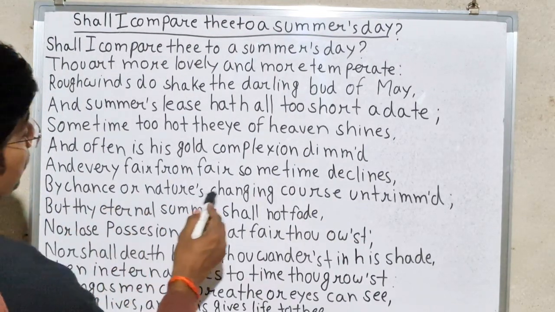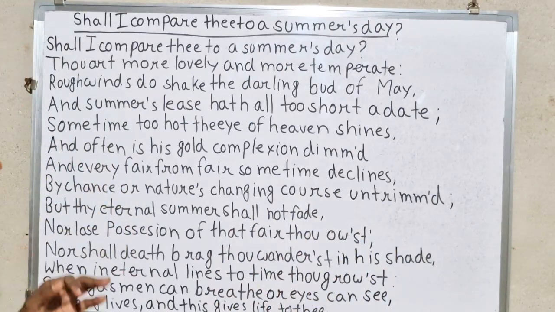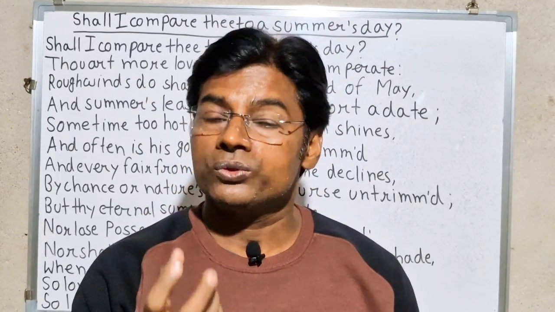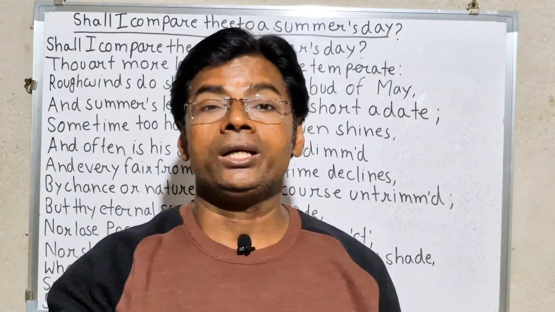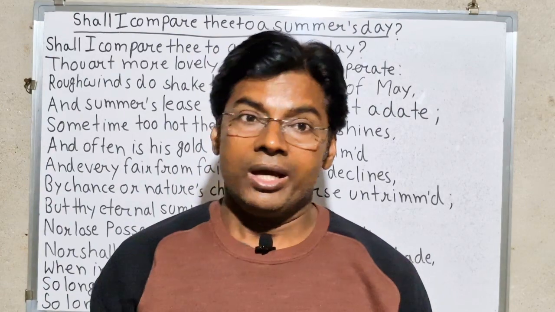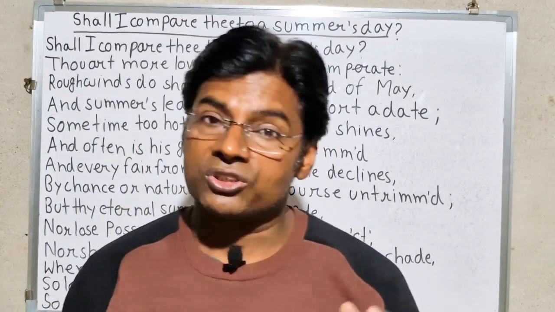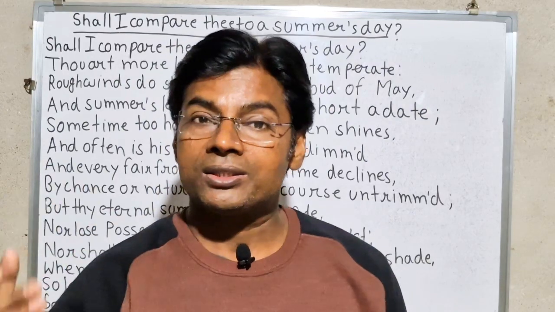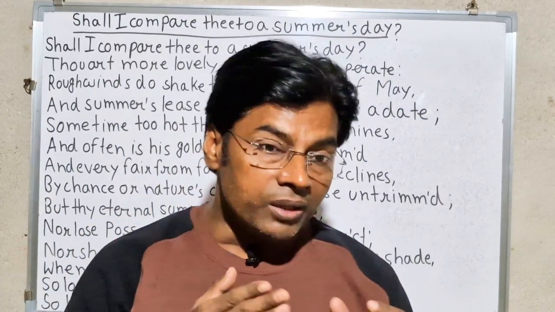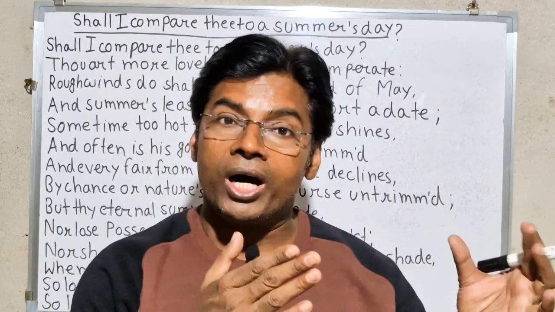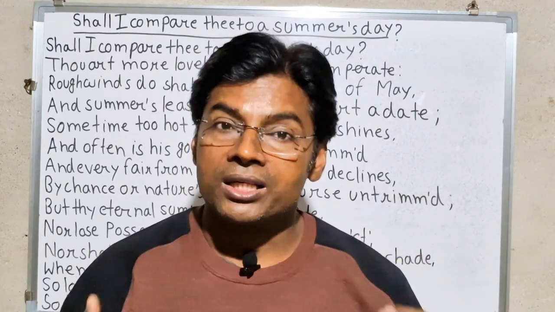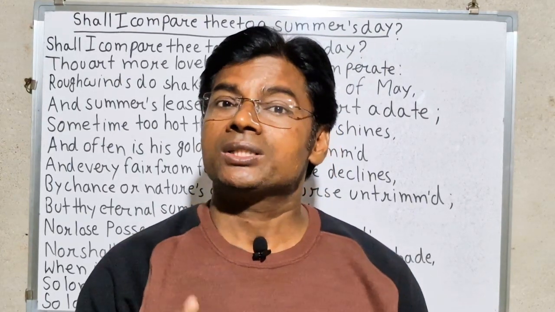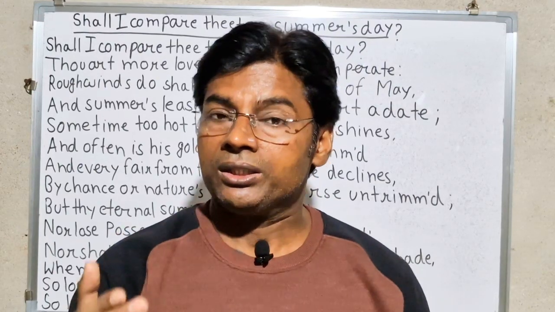By chance or nature's changing course untrimmed. So by chance, some of the beautiful things accidentally lose their lives, and some depend on the weather condition. As we all know, weather keeps changing, seasons keep changing. When one season comes to an end, it paves the way for another season to come and continue. So he says almost all the things found on this planet are subject to destruction and death.